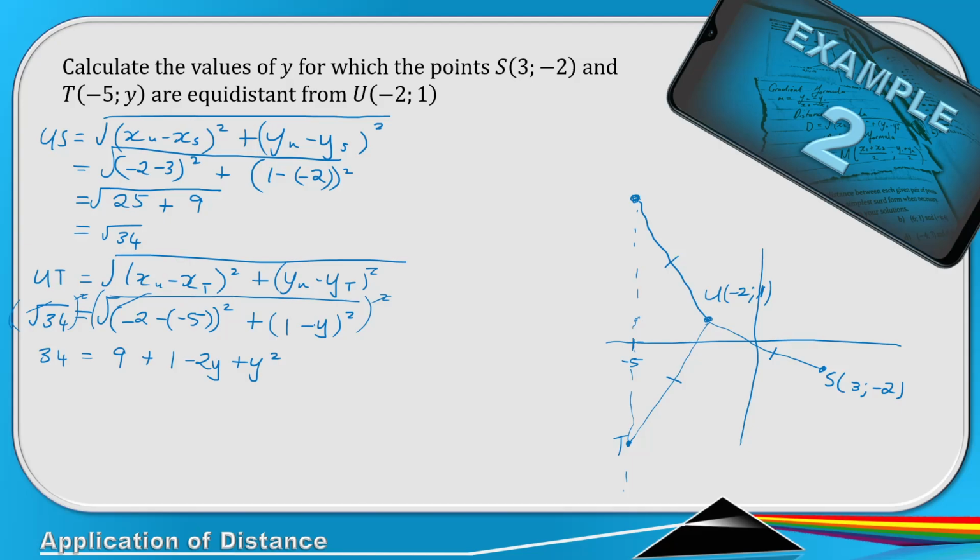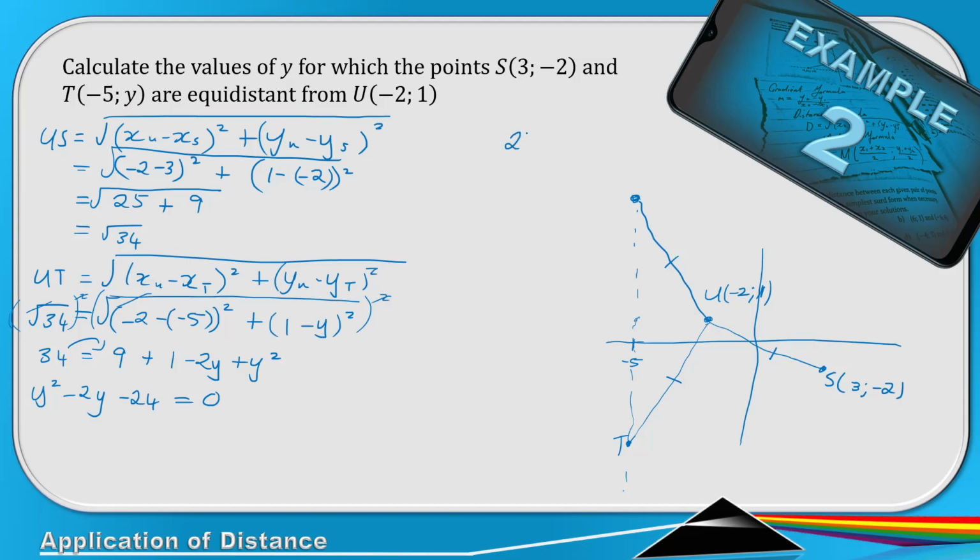Okay, so now to solve for this, what I'm going to do is I'm just going to bring the 34 over to the other side. It becomes negative 34, but I'm just going to write everything on the left hand side. So I'm going to say y squared minus 2y, and then it's 10 minus 34 is negative 24, is equal to 0. Okay, and then factorize.